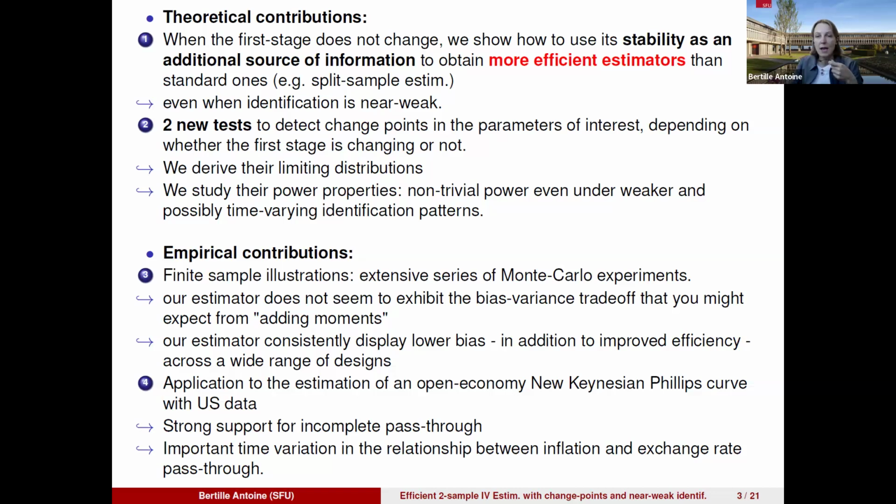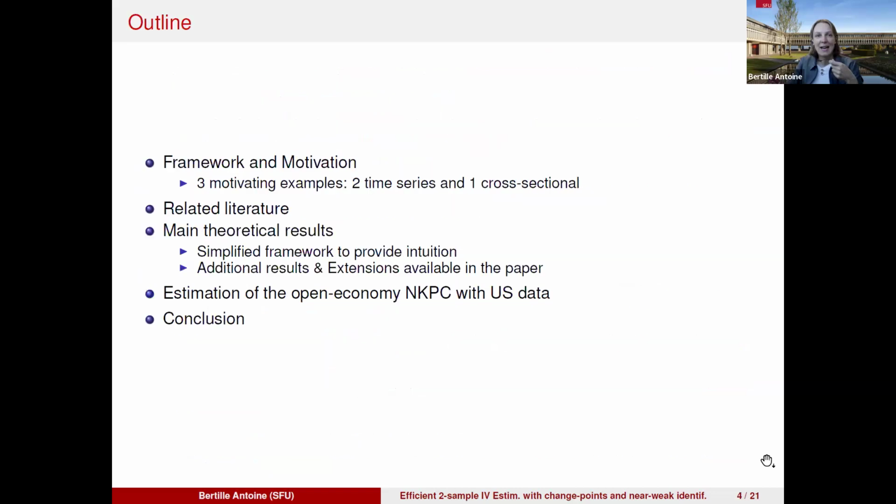What I will have time to talk about is the application. We are estimating an open economy New Keynesian Phillips curve with American data. And what we find is strong support for an incomplete pass-through and important time variation in the relationship between inflation and exchange rate pass-through. And that has important implications for macro monetary policy and related topics. So hopefully I will have time to talk about all of that.